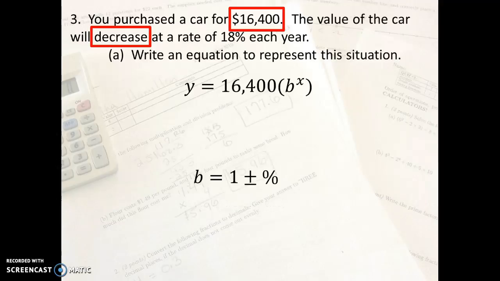And you might have seen it flash on the screen also. Don't do plus or minus 18, plus or minus 0.18. We have to move the decimal for a percentage. So you'll do that to get the b and then put it in the equation. And then you'll have it. That's it for part A. And then you have to plug in for part B.